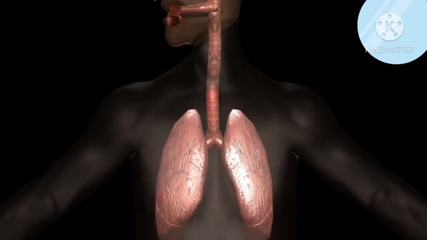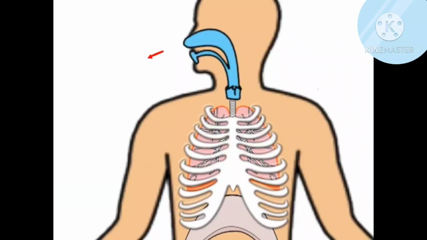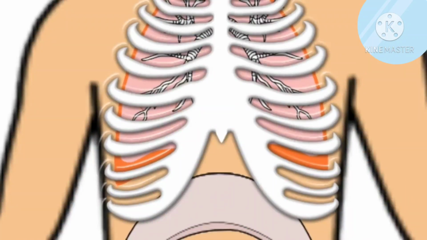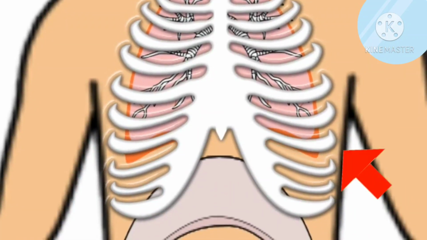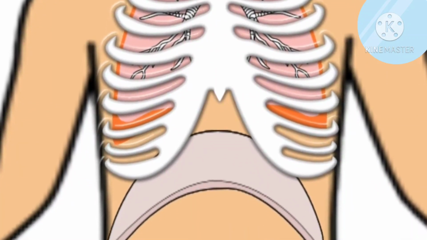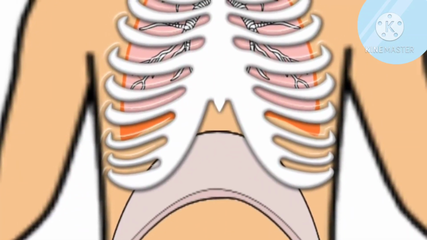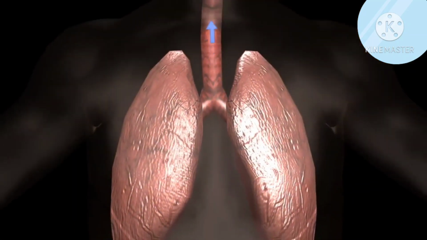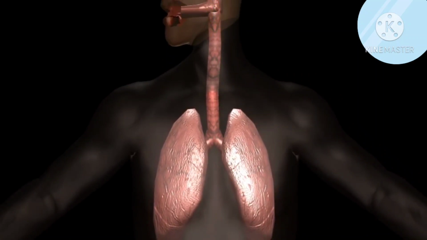Similarly, giving out of air rich in carbon dioxide is known as exhalation. During exhalation, the ribs move downwards and inwards. The diaphragm moves up. The chest cavity is reduced and the air rushes out of the lungs, making the lungs smaller.